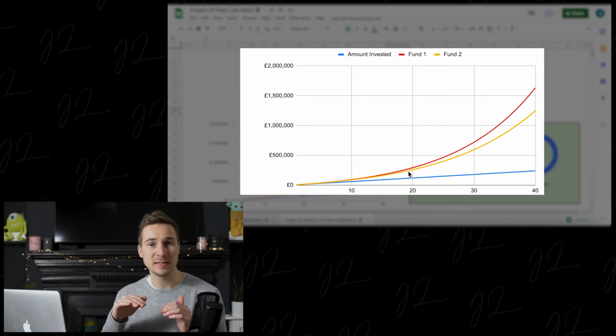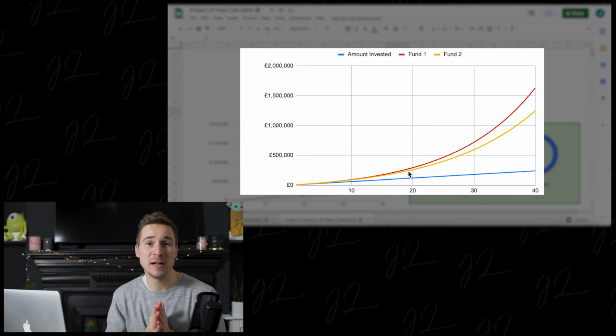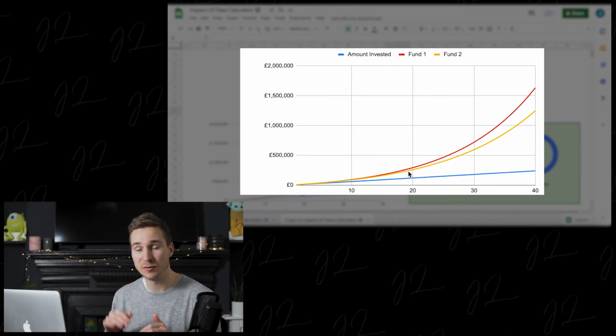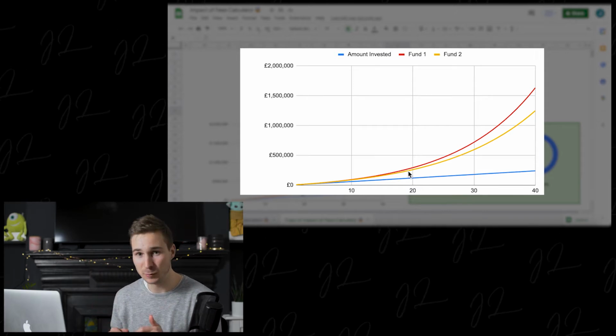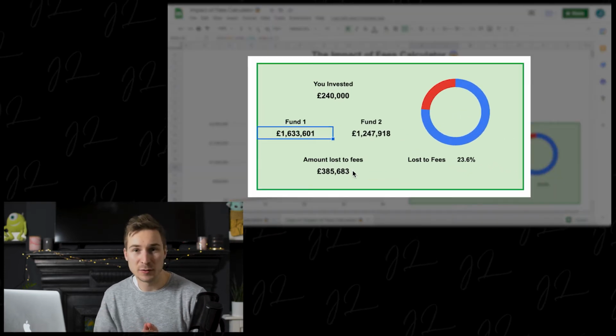This rises perfectly steadily over time as you're investing the same amount every year. The total value of your account, though, is represented by the curved red and yellow lines for both Fund 1 and Fund 2. And in the green box here on the right-hand side, this details the value of those accounts.